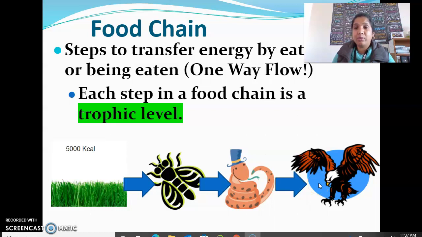So if we talk about the energy, only 10% of this. How much is 10% of 5,000? If you got it as 500, good. And then 10% of 500 is 50, and then 10% of 50 is 5. So 90% gets lost every time.